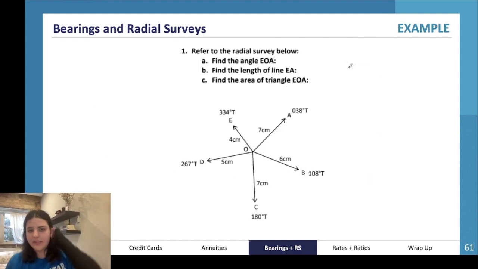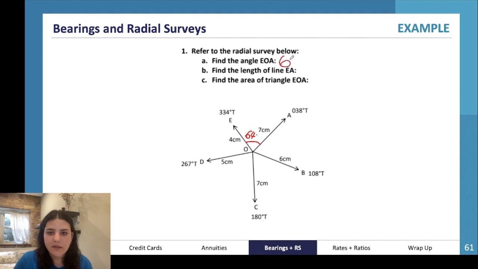Okay, here is another example. Refer to the radial survey below, find the angle EOA, find the length EA, and find the area of triangle EOA. Angle EOA is just going to be the difference between these two. So 334 up to 360. So 360 minus 334 is going to be 26. And then we've got to do plus 38. So that internal angle is going to be 64 degrees for this one.